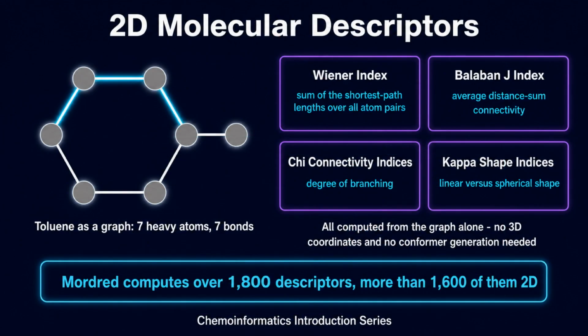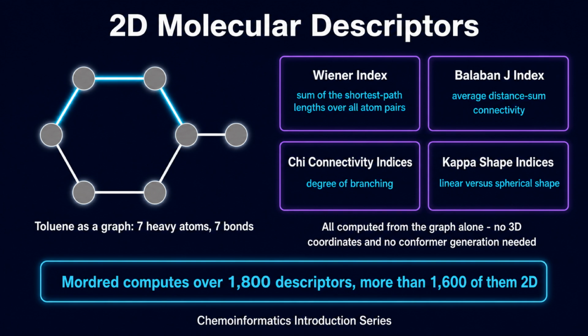2D descriptors capture molecular topology without requiring 3D coordinates. They treat molecules as graphs and compute properties from that graph structure. The Wiener index is the sum of all shortest paths between atom pairs, measuring molecular compactness. The Balaban-J index measures graph connectivity and is remarkably consistent across similar molecules. Chi-connectivity indices capture branching patterns. More branching gives higher values.